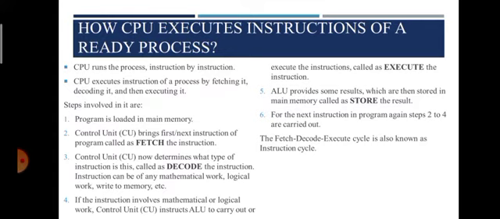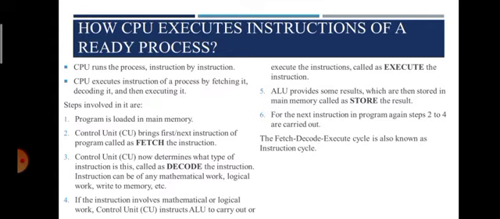For the next instruction in the program, steps 2 to 4 are carried out again. Once the first instruction is done, if a second instruction is left, then fetch, decode, execute will work again. The fetch, decode, execute cycle is known as the instruction cycle. This is how the CPU executes instructions of a ready process. A ready process is one waiting for the CPU to execute it, which we have seen in the states of a process. So here we have seen how the CPU executes instructions.